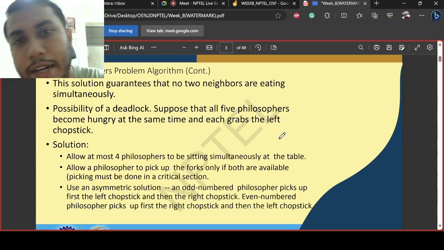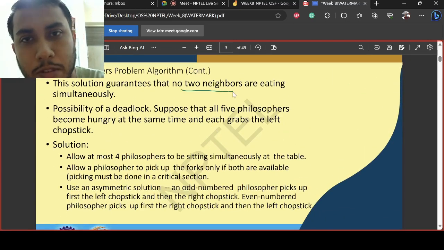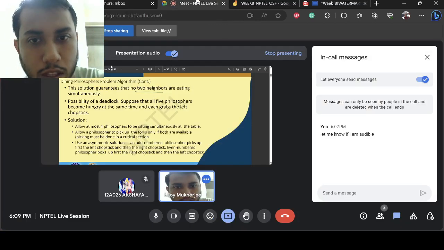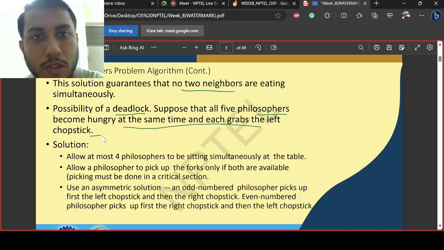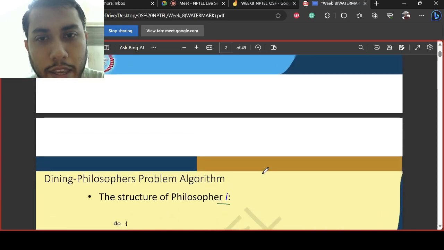So this solution guarantees that two neighbors are not eating simultaneously, and the problem remains that there is a possibility of a deadlock. One deadlock happens when, suppose, all 5 philosophers become hungry at the same time, and each grabs the left chopstick. Okay, so what happens here.